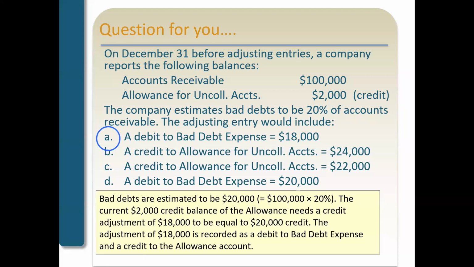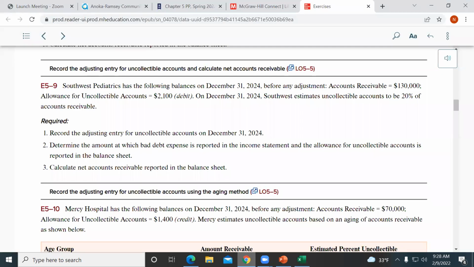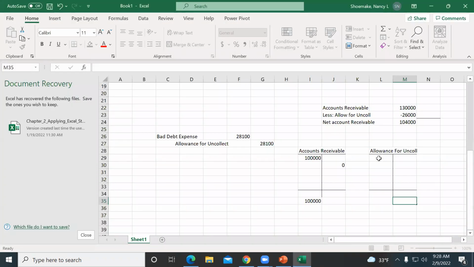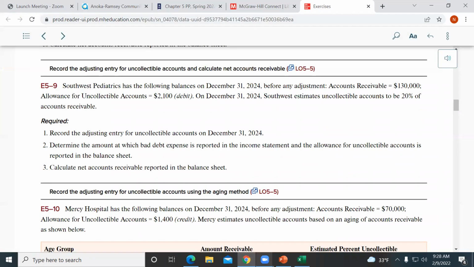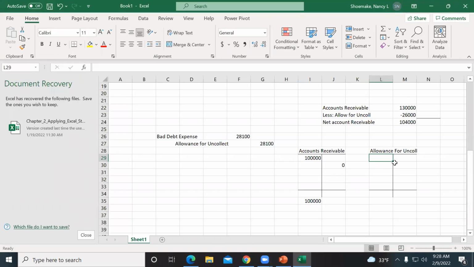If we've got, here, let me do it this way so you can see. If we've got, what is this, 100,000? And what was sitting in here? $2,100 debit. No, I'm wrong. The PowerPoint says a $2,000 credit. Okay, so this is a $2,000 credit.